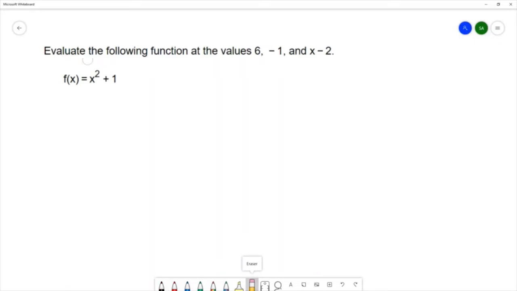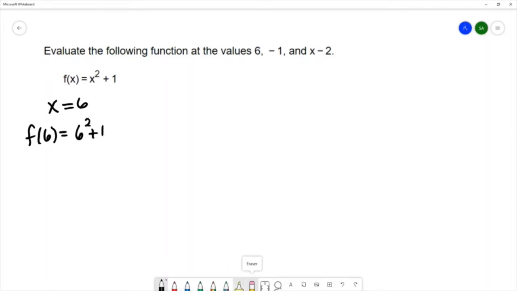This question says, evaluate the following function at the values of 6, -1, and x minus 2. And our function is f of x equals x squared plus 1. So let's start evaluating at 6. So for x equals 6, f of 6 is 6 squared plus 1.